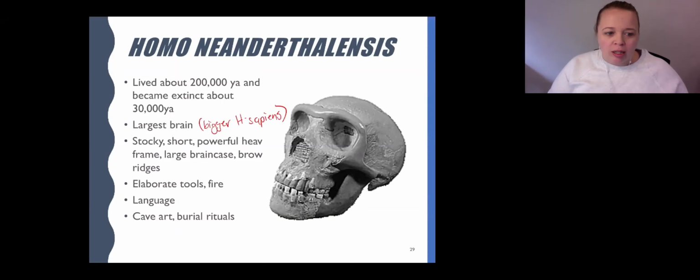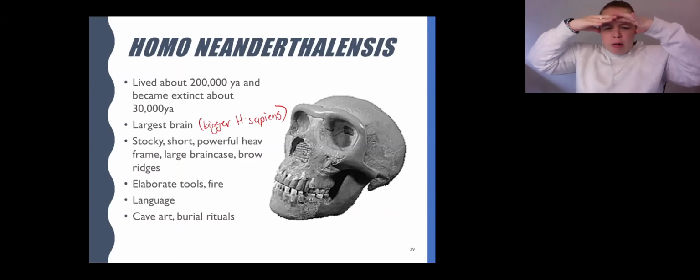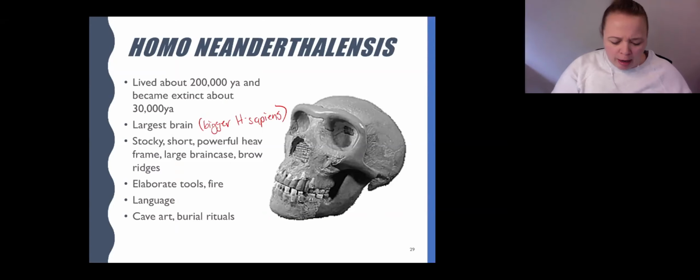They were very stocky. They were quite short, but very powerful. We think that they were very muscular, and they had a very large brain case and very pronounced brow ridges. Can you see the brow ridges here? They had elaborate tools. These guys had fire. As a result of this, they were very widespread in Europe. They definitely had language. It wasn't super complex, but they had language. They also had cave art and burial rituals, so they'd started to develop some societal things.